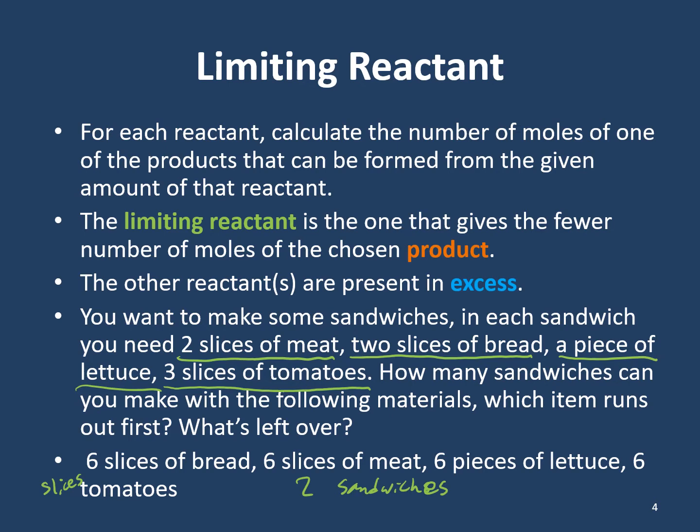right? Because I have 6 tomato slices and I need 3 tomato slices per sandwich. Well, if I make 2 sandwiches, I'm out of tomato slices. I still have leftover lettuce, meat, and bread. I could make more sandwiches if I had more tomatoes. But tomatoes limit my sandwich making, and therefore in this example, tomatoes are my limiting reactant. That's the one that runs out first. We have other stuff left over, right? We have 4 pieces of lettuce left over. We have 2 slices of meat and 2 slices of bread still remaining in our kitchen, I guess. All right. Okay, so let's continue on.